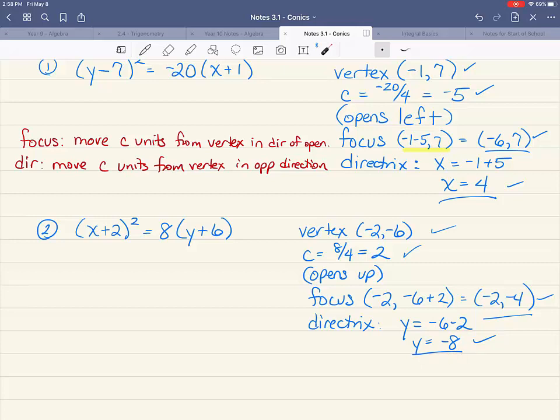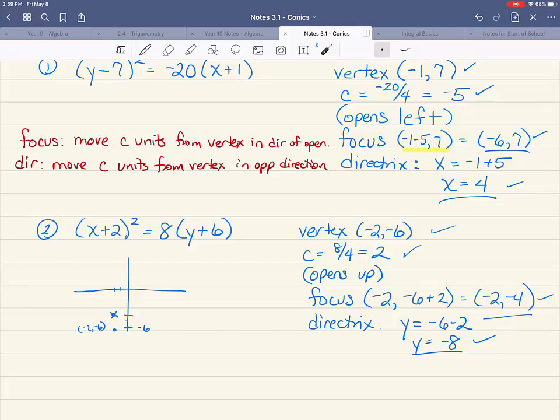Now I want to stop for a second because some of you may be struggling with this and are much more visual learners. I was a visual learner when I was doing these kinds of things. Sometimes it helps just to sketch it to find especially the focus and the directrix. So you can do just a real simple sketch here. (-2, -6) would be somewhere down here. C is 2 and it opens up. So I have to go up 2 from -6 to find my focus. And now you can look at the picture and see that it is (-2, -4).